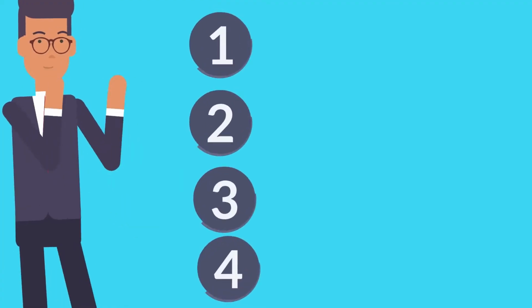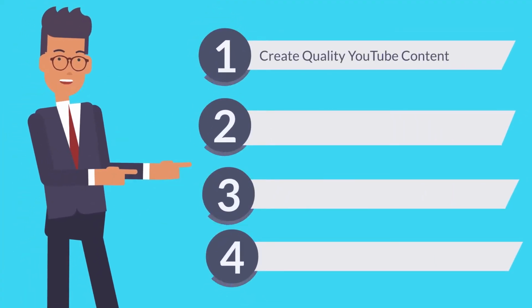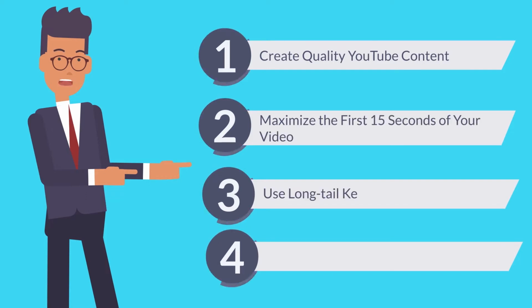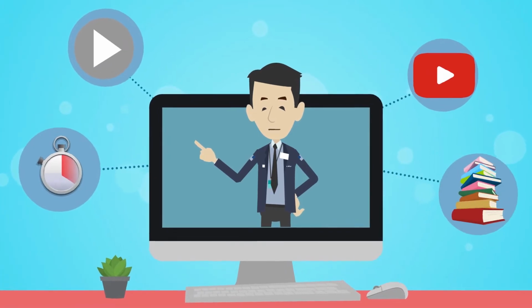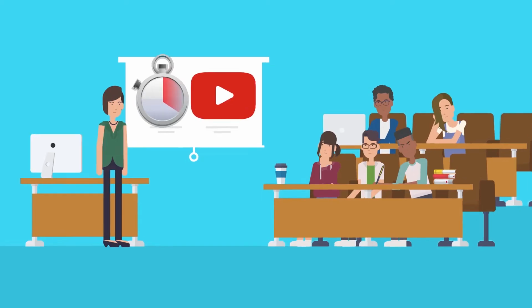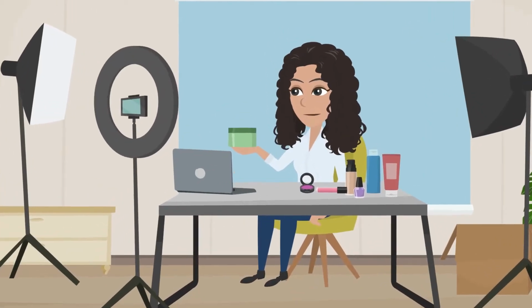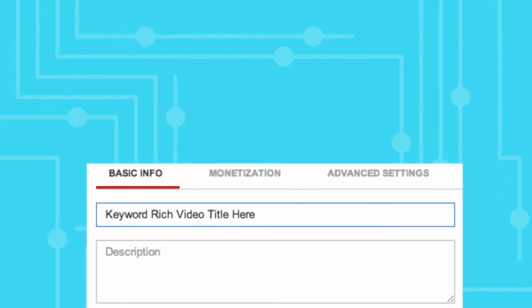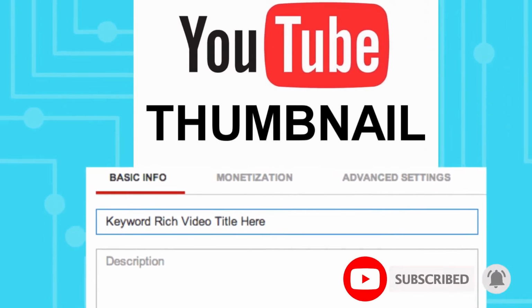Here are the main topics we will talk about in the video. Create quality YouTube content. Maximize the first 15 seconds of your video. Use long-tail keywords. Use relevant titles and thumbnail images. Let's get started. In this video, you will learn how to increase watch time on your YouTube. It's a complete helpline for you as it will give you everything you need to know, from creating quality content to using relevant titles and thumbnail images. So keep watching to know all.